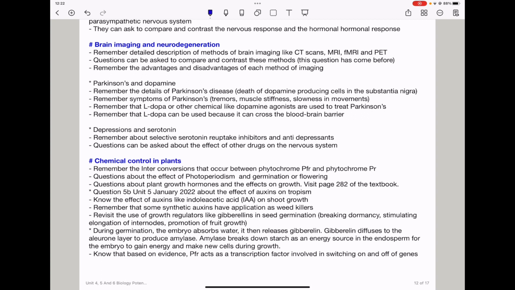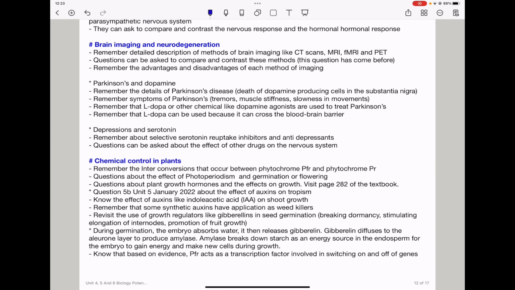There was a question that came in Unit 5, January 2022. It was question 5B about the effect of auxins on tropisms. So you need to fully understand that because some students found it tricky. You need to know the effects of auxins like indoleacetic acid on shoot growth. And remember that some synthetic auxins can be applied as weed killers, so they could bring an experiment on that.